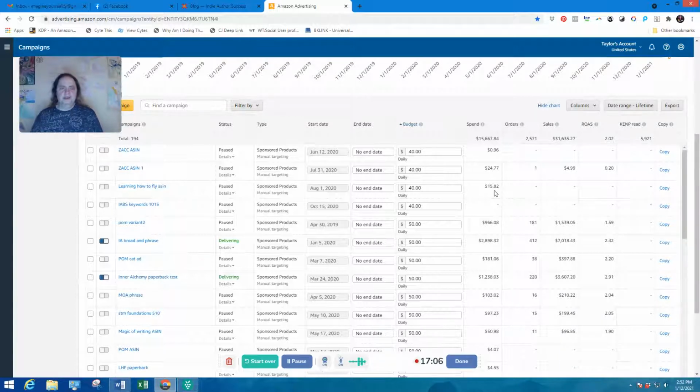In this case, if you have this Learning How to Fly, and this is running here, and it's hit at 1582, it's clearly not run. And here's this ZACC, which is another ASIN, and I sold one copy. That clearly wasn't profitable. This is why it's good to have an idea as to what your spend range is going to be.